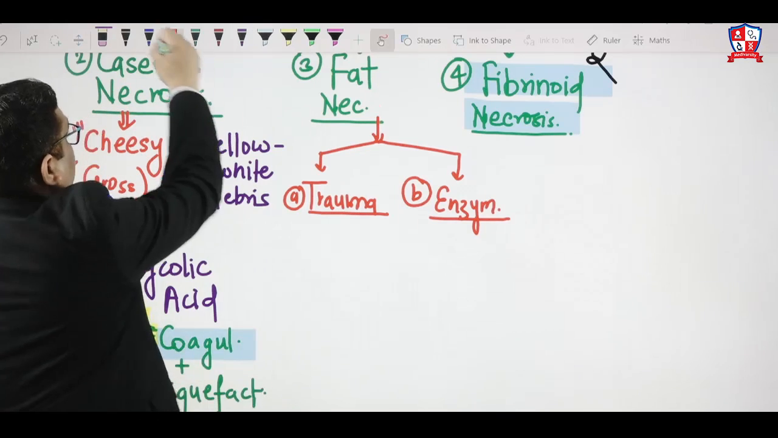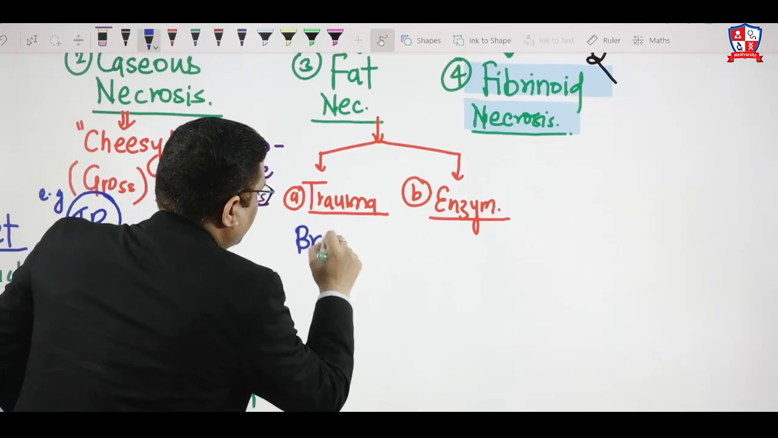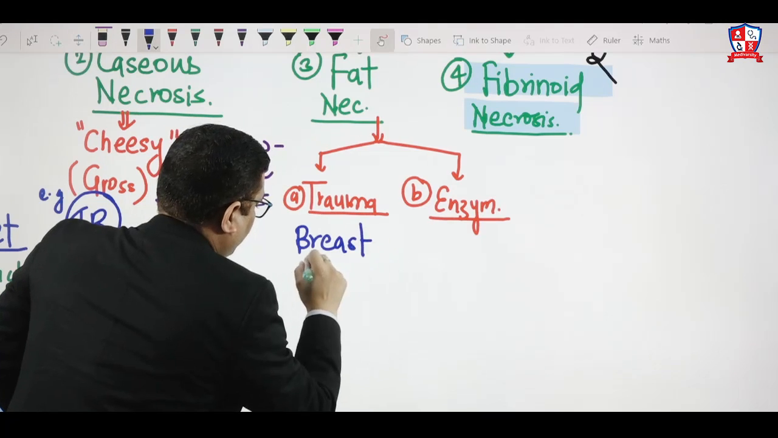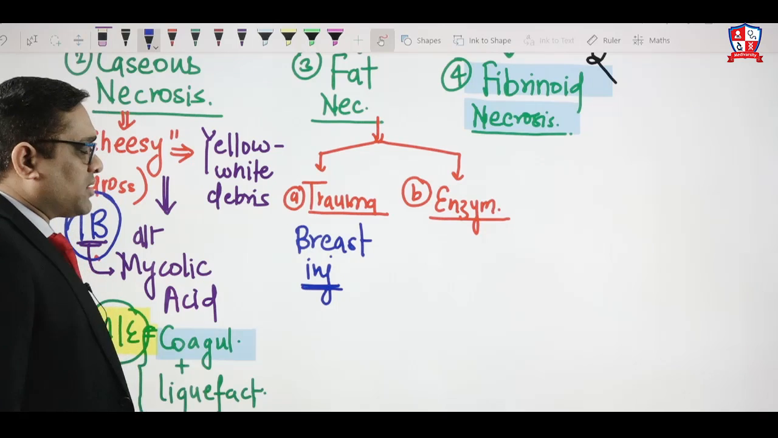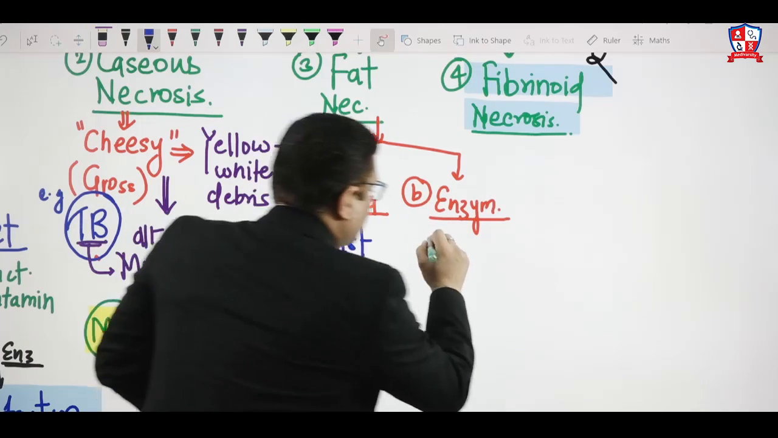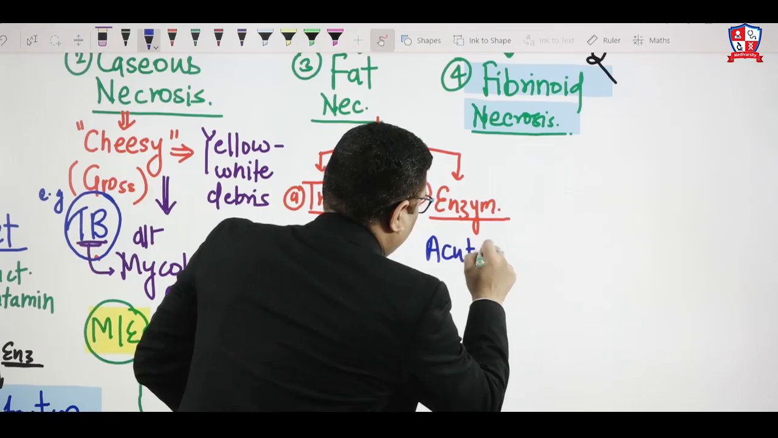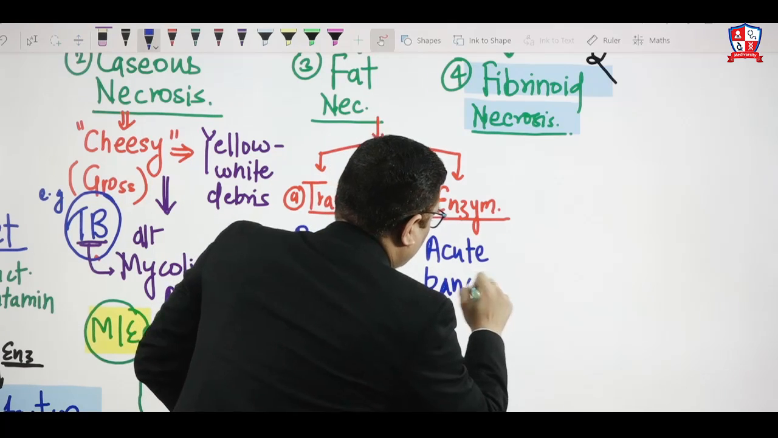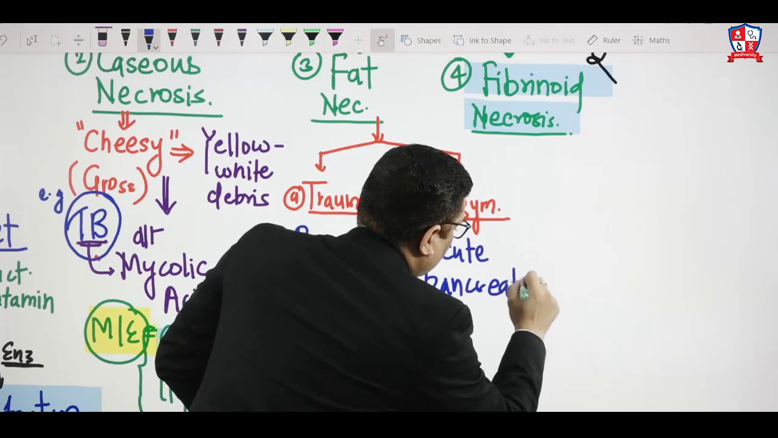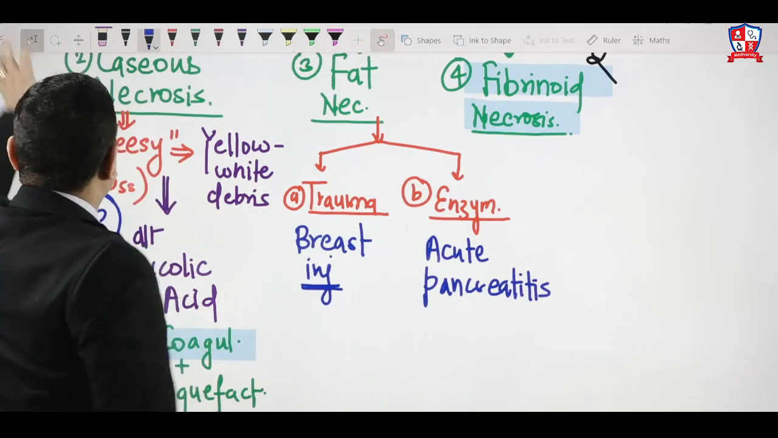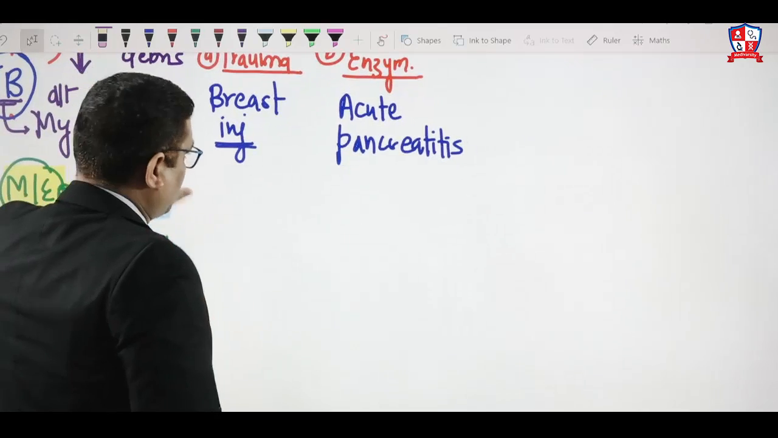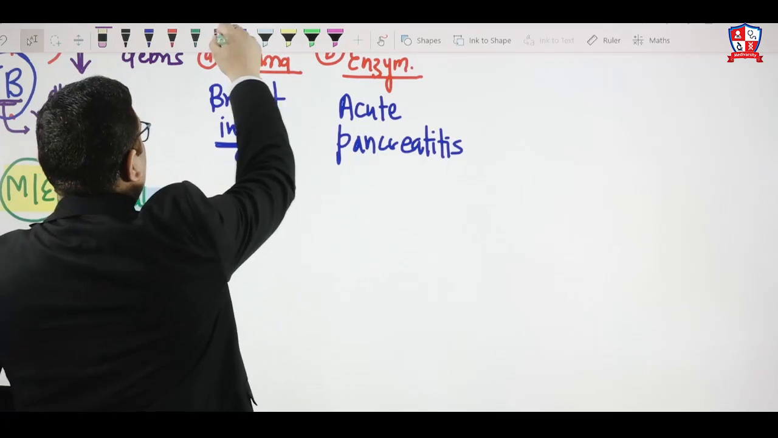A trauma example will be simple: breast tissue. Whenever there is a breast trauma, whenever we are seeing a case of breast injury, you will notice there is fat necrosis. The enzymatic type you can see in the case of acute pancreatitis. So in acute pancreatitis, what will happen? That is the point which I wanted to describe here.